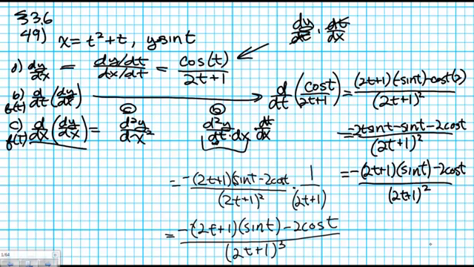It was about knowing where I started and knowing what I wanted to get to. And what I wanted to get to had this on the bottom and that on the top. How do we know that dt/dx is 1 over 2t plus 1? Because we calculated dx/dt right here. So what's the reciprocal of that? 1 over that.